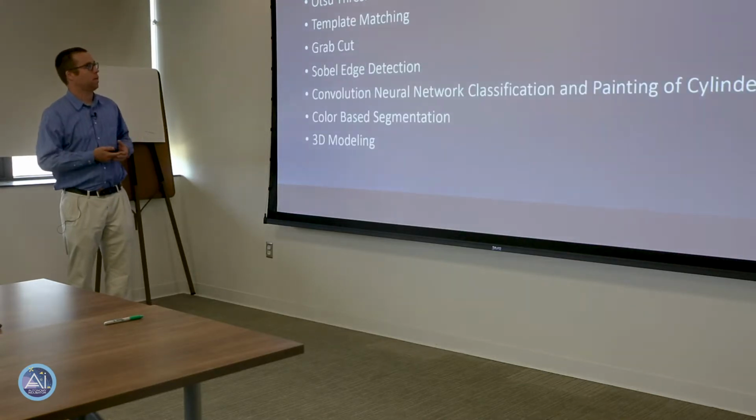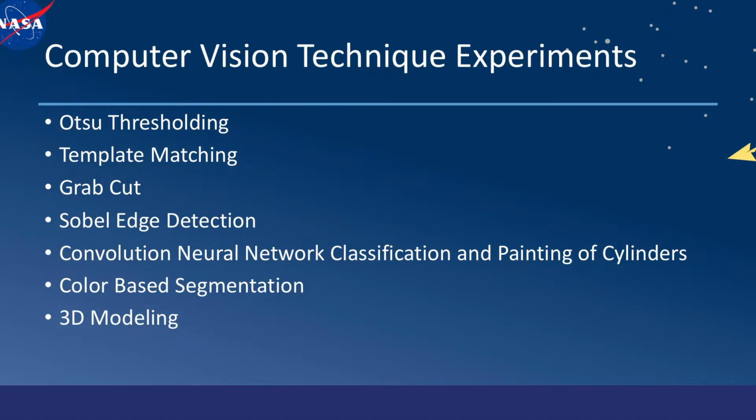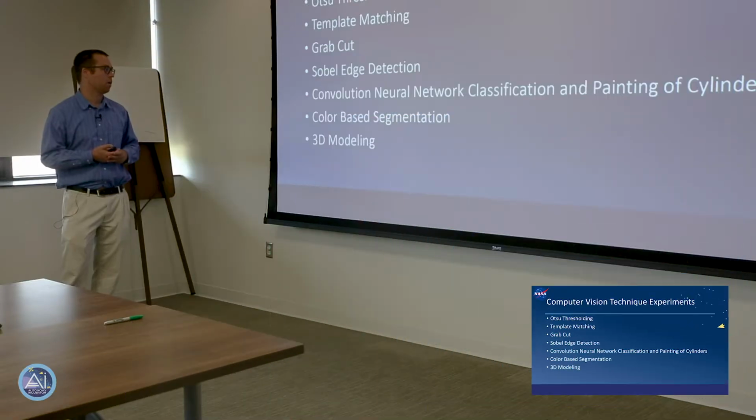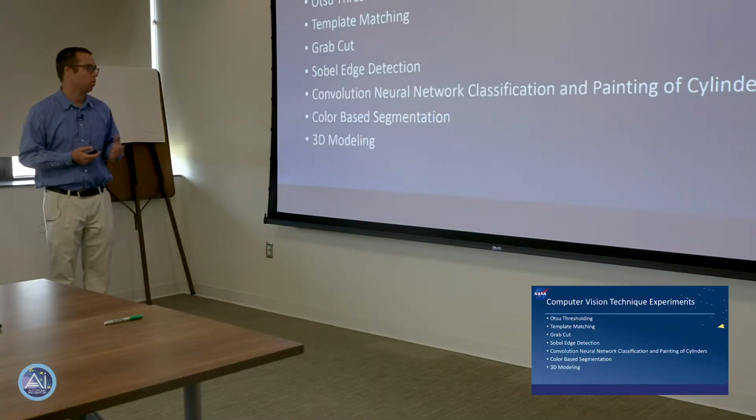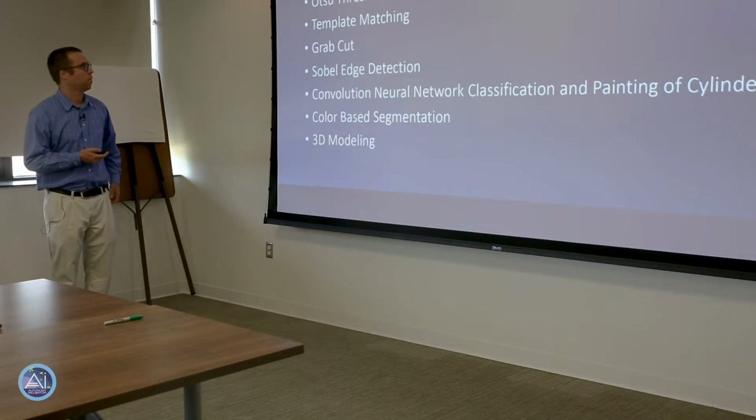So some of the techniques we tried, computer vision techniques: Otsu thresholding, template matching, grab cut, Sobel edge detection, convolutional neural network. We painted the cylinders to make our algorithm more robust. We did color-based segmentation, and we're going to be working on 3D modeling for the next 2 weeks.